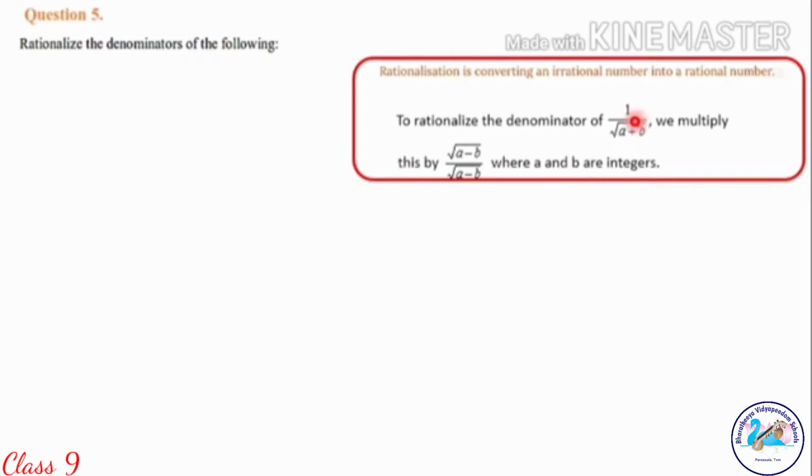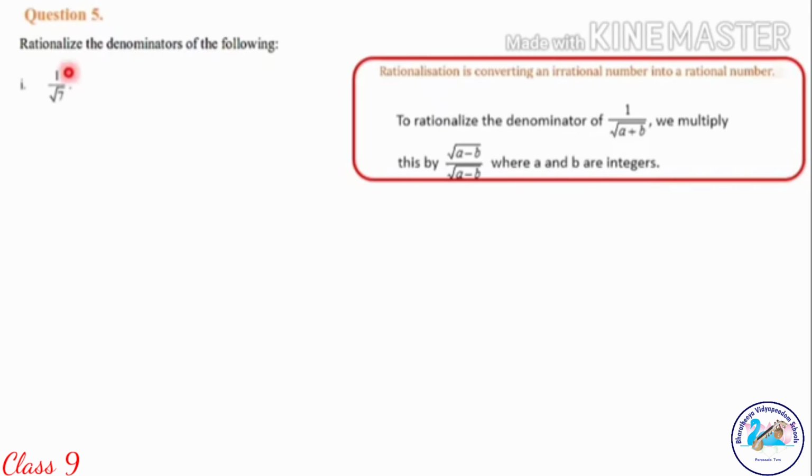So for making our denominator rational, just multiply by the conjugate of this one, that is root a minus b, in the numerator and denominator, where a and b are integers. So this is the theory part. When you do the practical calculations, it will become clearer.